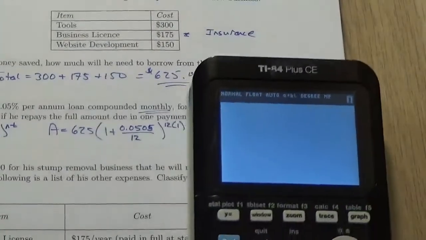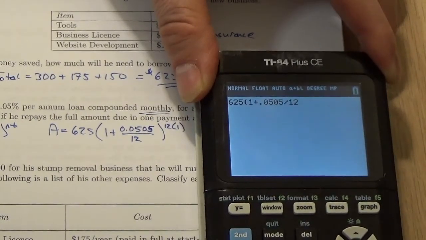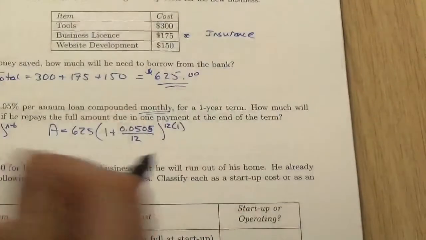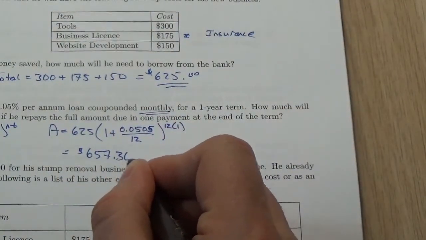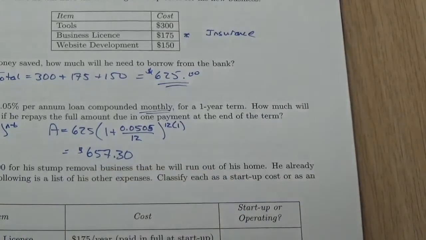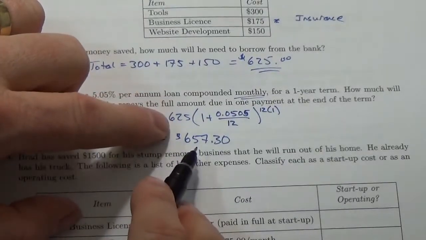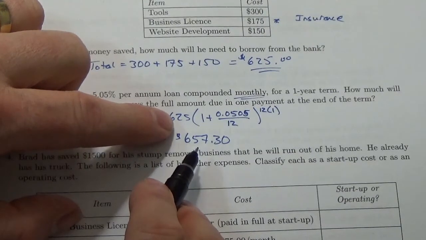So now we enter that all into the calculator. So 625 times 1 plus 0.0505 divided by 12, close brackets, to the power of 12. And he's going to end up paying $657.30. Okay, so that's how much he's going to have to pay back for the loan here. Now bear in mind, if we were to ask you for the interest, that would be the difference between those two. In which case, that is $32.30.